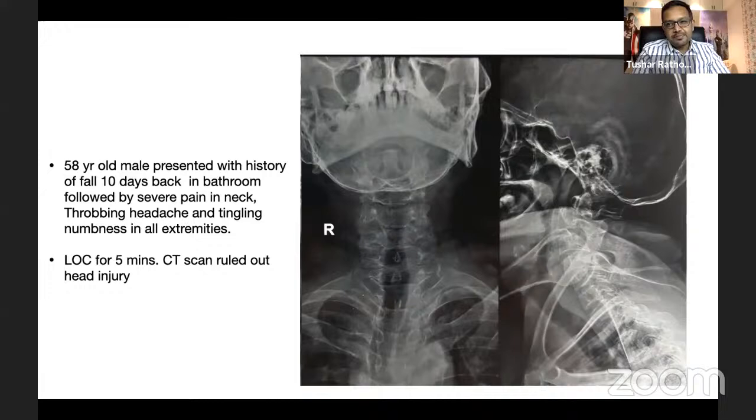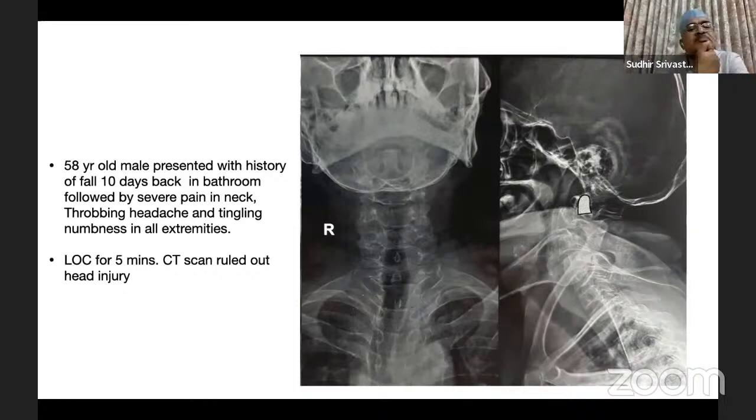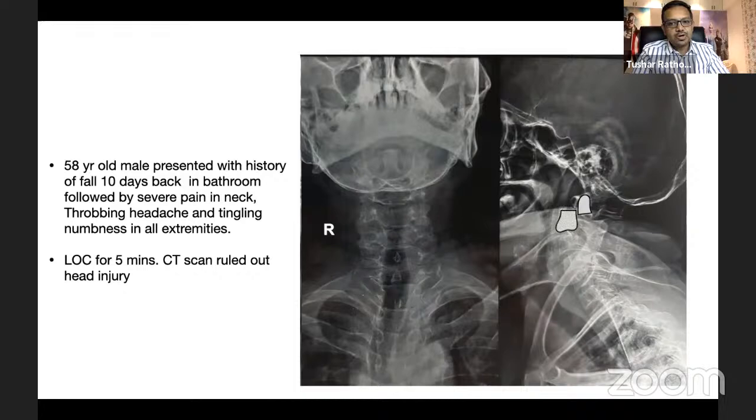So we did a CT scan, which showed no intracranial injury. If you see carefully, his odontoid along with his atlas has completely displaced behind his C2 vertebral body. This patient initially tried conservative management at home. When painkillers couldn't work for him, he presented almost 10 days after the injury. Again, on an AP view you can appreciate a lateral mass, which indicates the amount of rotation as well as the extension component of the injury. You can see the C1 lateral mass on either side on the AP view as well.